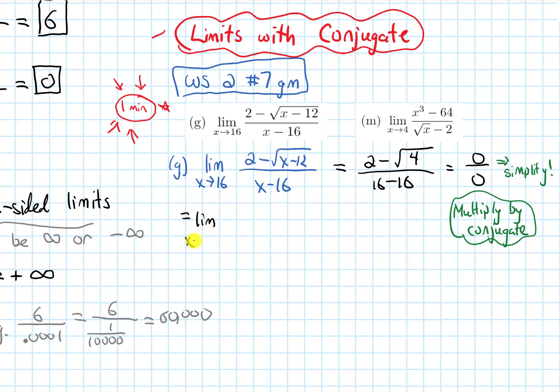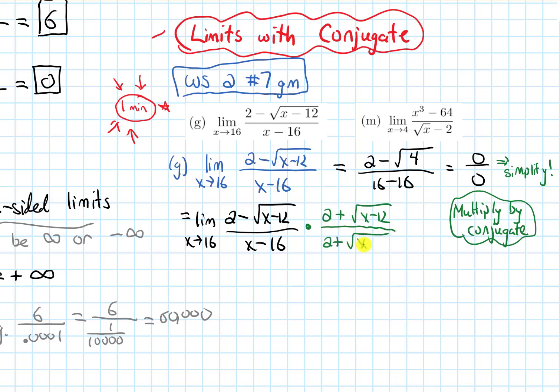The limit as x approaches 16 of 2 minus square root of x minus 12 over x minus 16. So when I multiply by the conjugate, what I'm going to do is multiply the top and the bottom of this fraction by what looks like this square root term on the numerator, but just change the sign in front of the square root. So I'll get 2 plus root x minus 12, and whatever I multiply by on the top, I've got to multiply by on the bottom. So 2 plus root x minus 12 on the bottom as well.